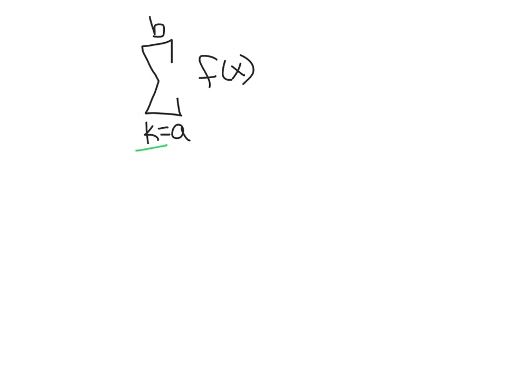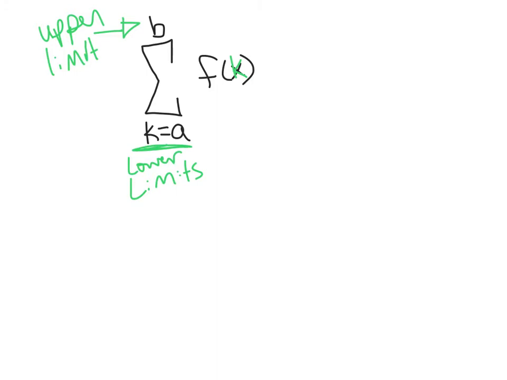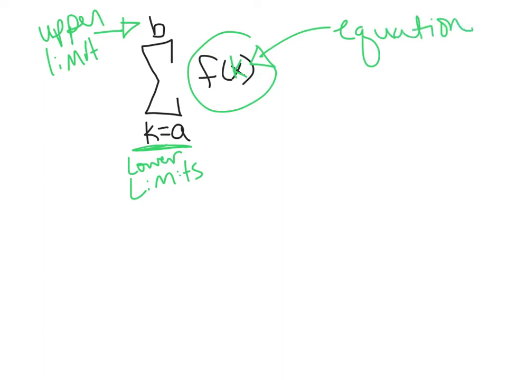Whatever the variable is down here, actually I'd say of k, sorry, is your lower limit. The variable here is your upper limit. And then this is going to be some equation that you're going to use to find the sum.